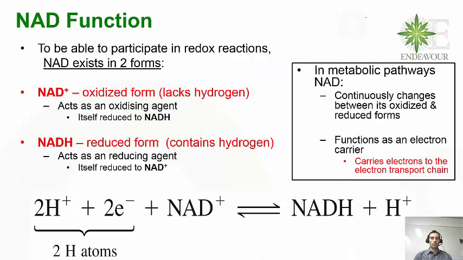So just like our FAD, the NAD is able to exist in these two different versions. That's why it's actually able to participate in these redox reactions just like the FAD could. The NAD plus is what we call the oxidized version because it lacks hydrogen. So we can say that this is electron and hydrogen poor. This is the component of the reaction that will act as the oxidizing agent. It's going to accept H+.